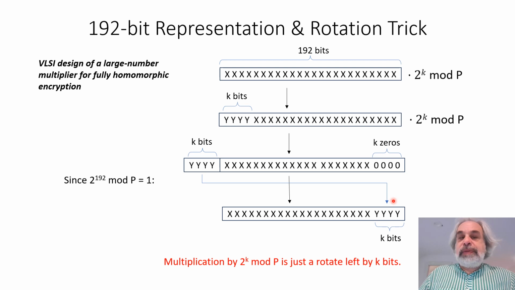So what this means is that you can enter the NTT network in this 192-bit representation, go all the way through the NTT network, and then at the very end of that, convert back to 64 bits before storage. And that's what was done in this VLSI paper.